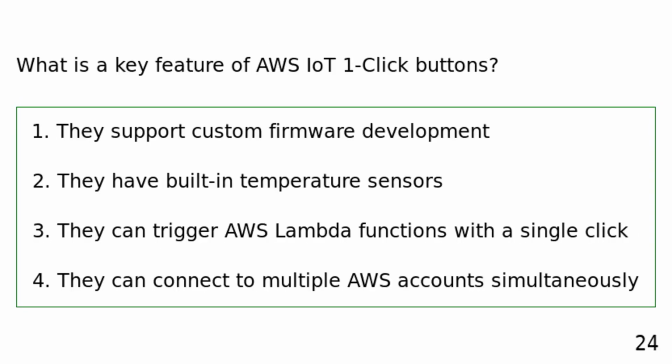What is a key feature of AWS IoT one-click buttons? They support custom firmware development. They have built-in temperature sensors. They can trigger AWS Lambda functions with a single click. They can connect to multiple AWS accounts simultaneously.